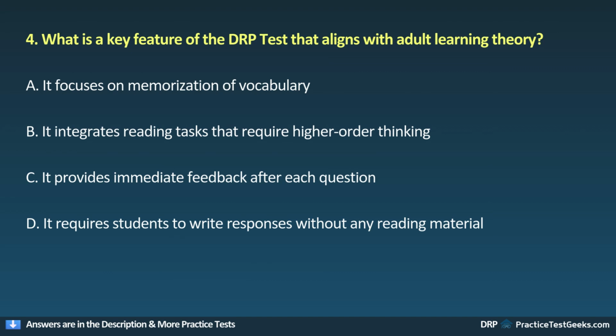4. Which is a key feature of the DRP test that aligns with adult learning theory? A. It focuses on memorization of vocabulary. B. It integrates reading tasks that require higher-order thinking. C. It provides immediate feedback after each question. D. It requires students to write responses without any reading material.